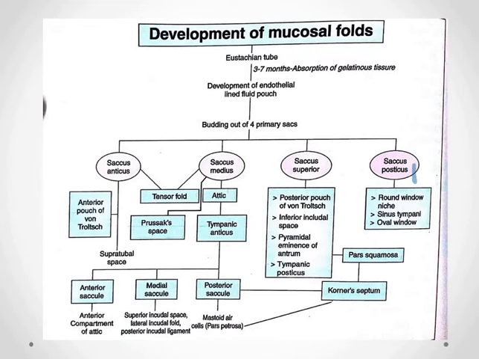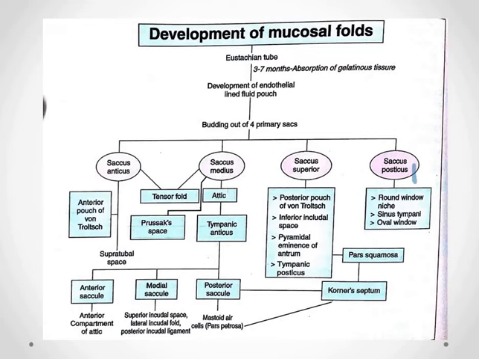First, the Eustachian tube, at 3 to 7 months, there is absorption of the gelatinous tissue. Then the development of the endothelial lined fluid pouches. Then there is budding out of the 4 primary sacs. What are those 4 primary sacs? These are the saccus anticus, the saccus medius, the saccus superior, and the saccus posticus. From the saccus anticus, there is the anterior pouch of von Tröltsch and the supratubal space. Further leading to the tensor fold along with the saccus medius, which gives the Prussak's space.